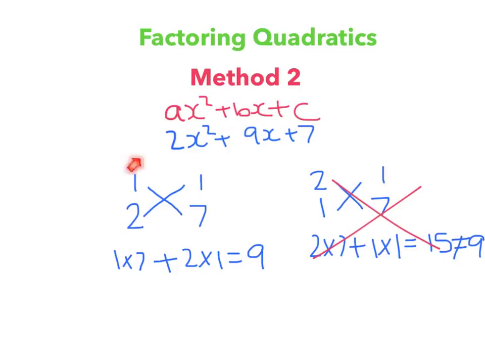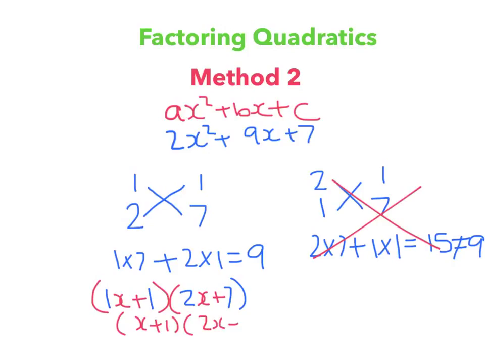And now, all we have to do is take this set of numbers and make these numbers the coefficients of the binomial terms. So that would be a 1 times x plus 1. That's our first term. And then our second term would be a 2 times x plus 7. And that can just simplify to x plus 1 times 2x plus 7.